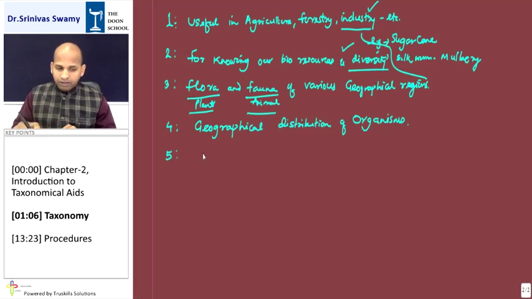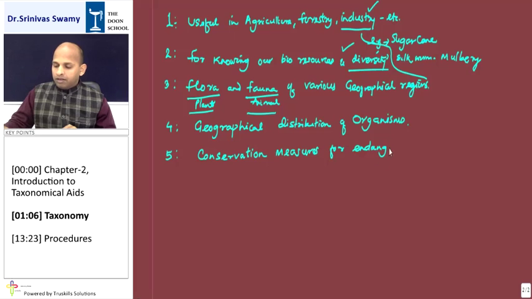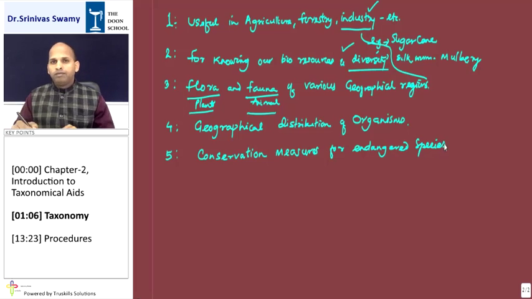This will help in the conservation measures that need to be taken for endangered species, be it a plant or an animal, it doesn't matter. But if you know that this particular organism is very rare, then you start looking at the options of conserving them.